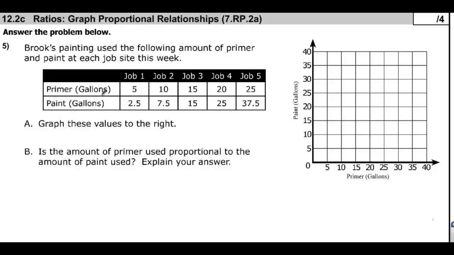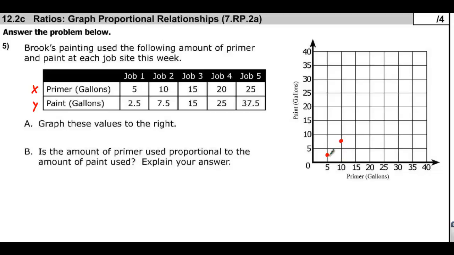So Brooks Painting used the following amount of primer and paint at each job site this week, and they give us a set of values. Part A, graph those values. So let's graph these. 5 gallons of primer, used 2.5 gallons of paint. Primer on the bottom, paint up the side. It might help when you do a problem like this to label which axis they're putting the information on. So 5 gallons of primer used 2.5 gallons of paint. 10 gallons of primer used 7.5 gallons of paint.